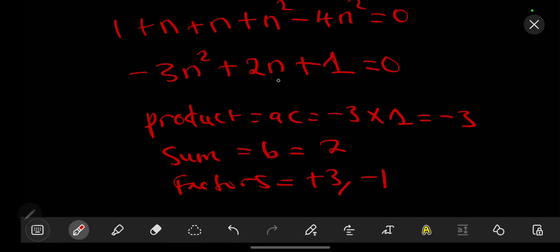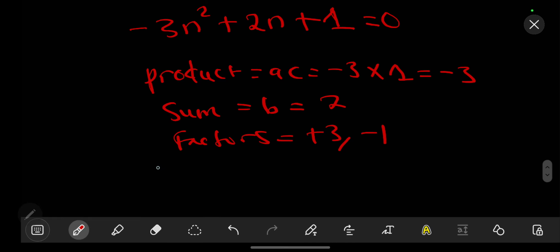So get this, put them where this is. If I add these, I'll get positive 2. If I multiply them, I'll get my negative 3. So it will be negative 3n squared, then plus our 3n minus n plus 1 should be equal to 0.